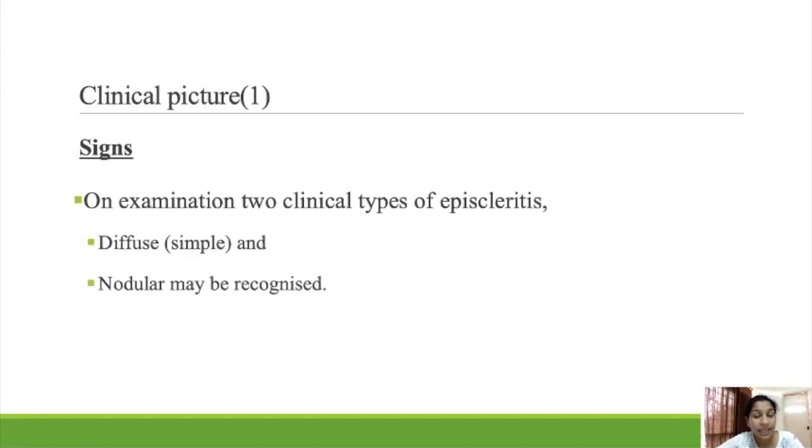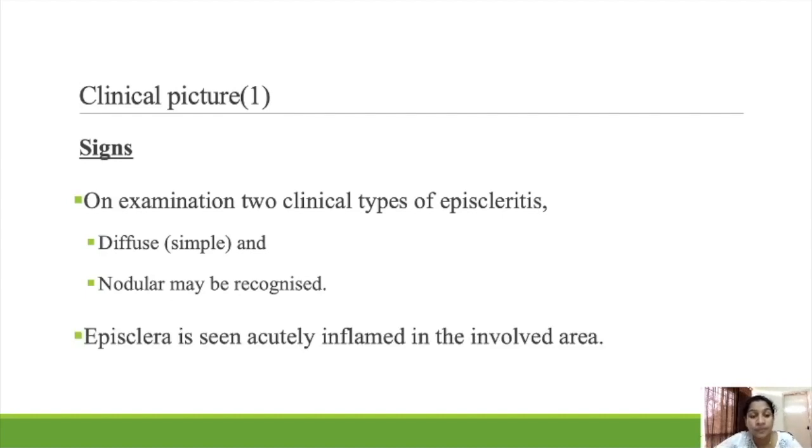Signs of episcleritis. On examination, two clinical types of episcleritis can be recognized: diffuse or simple episcleritis and nodular episcleritis. Diffuse can be seen in all parts of the episclera, or nodular, where you can see a nodule. The episclera is seen acutely inflamed in the involved area.